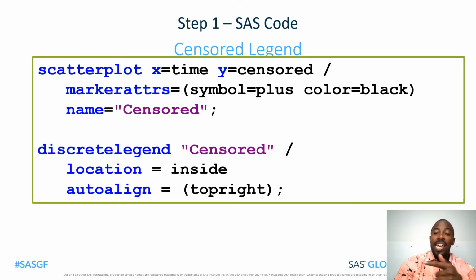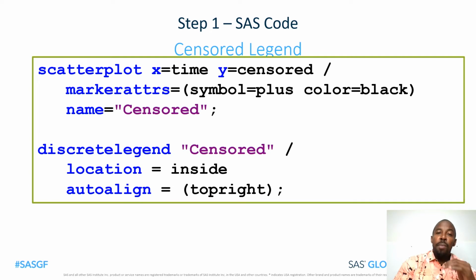On the KM curve that I showed, there were 3 colors, blue, red, and green. However, instead of having a blue, red, and green plus marker, we only want to have 1 marker in the legend. That is why we chose a different color, i.e. color equals black, to represent the subjects with censored values across all 3 treatment groups.